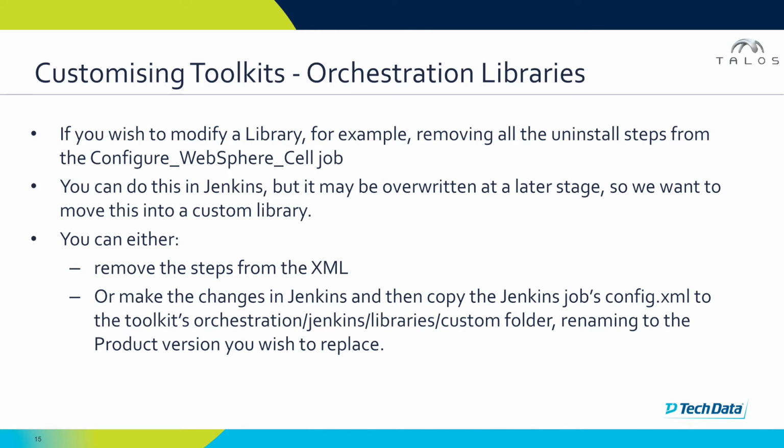If you copy that config.xml file into the Jenkins libraries custom folder within your toolkit, and then just rename it to the name of the product version that you wish to replace with that XML file. If you do that, then you have replaced the library with a custom version.